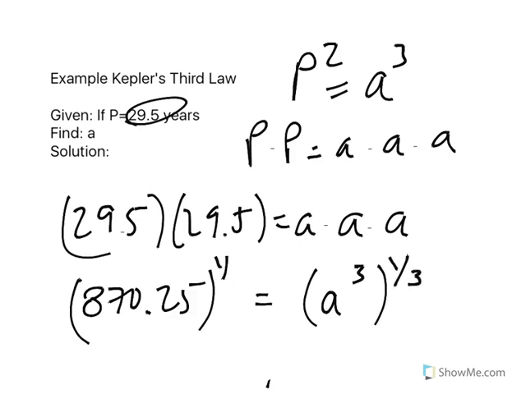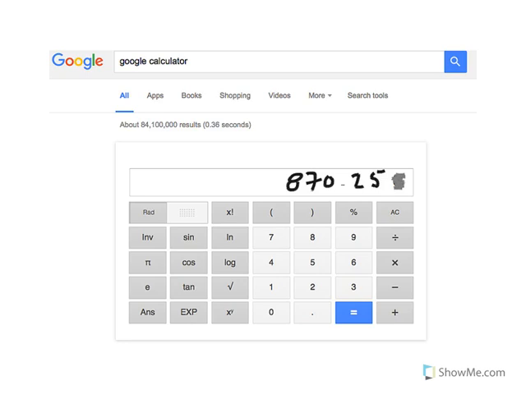Well, we have to take both sides of the equation to the 1/3 power. So then A cubed to the 1/3 power, you multiply the 3 times 1/3, you would get A to the 1, which is just A. Now how do we handle 870.25 to the 1/3 power? Let's go back to our calculator. Plug 870.25 into your calculator and look for the x to the y key. Click on the x to the y key.